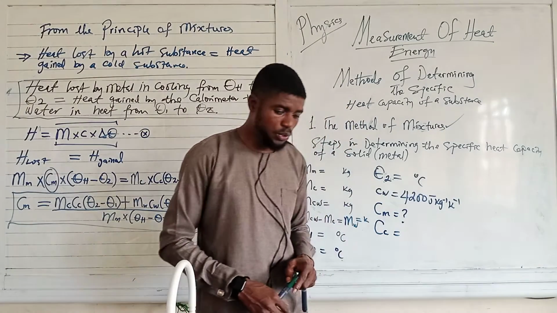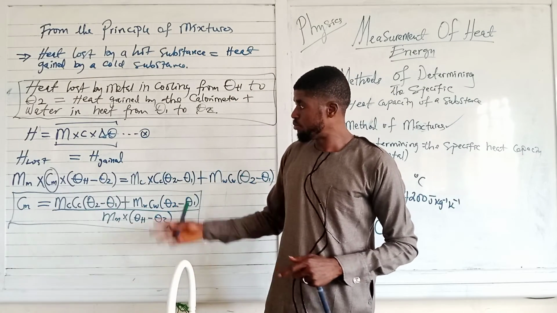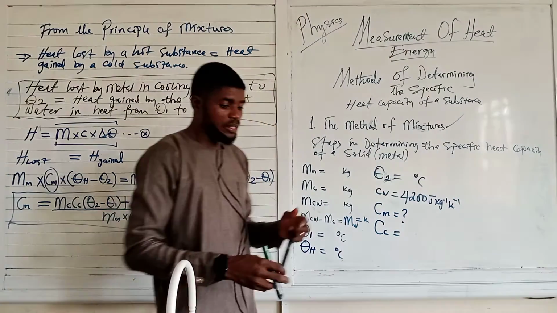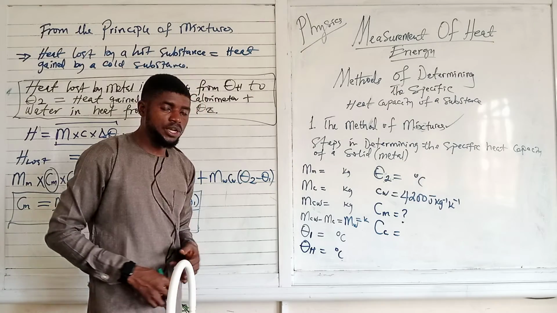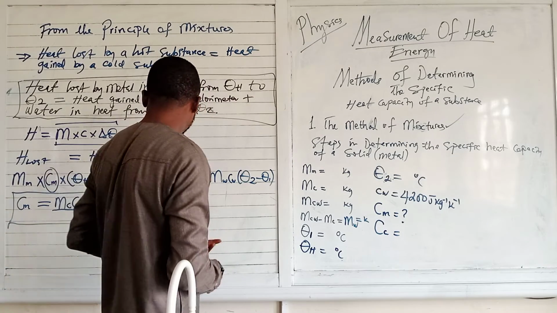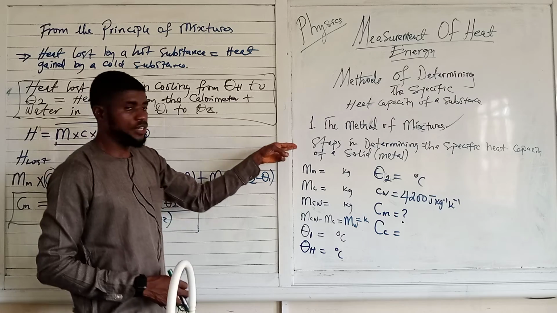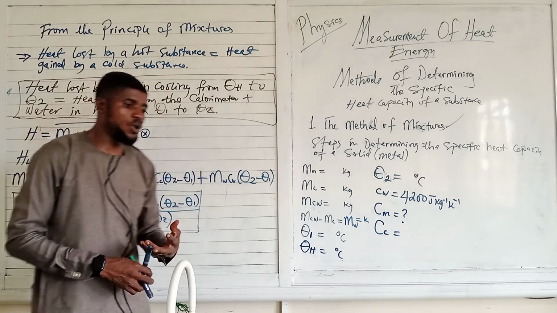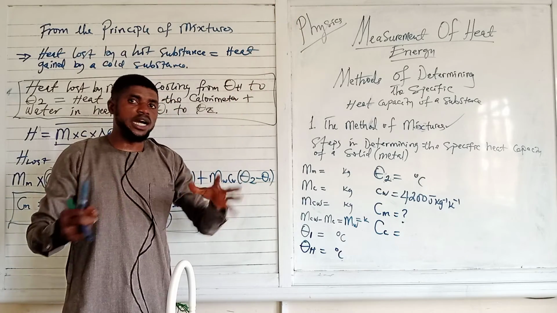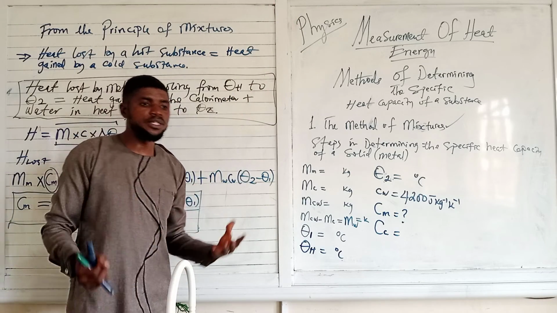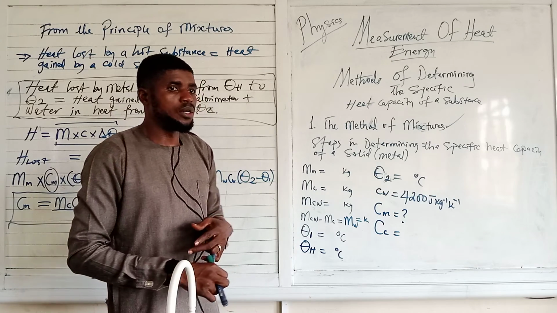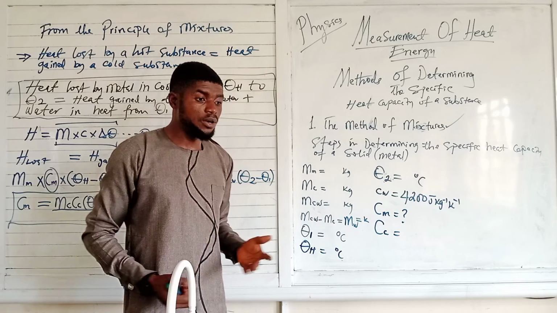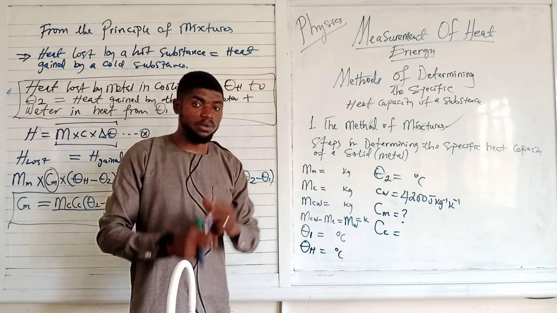To this, we have come to the end of this particular video. In the next video, I will be teaching us how to determine the specific heat capacity of a substance using the electrical method. We'll also be looking at the latent heat, the change of state, latent heat of vaporization, of fusion. We'll look at all that and all the calculations.